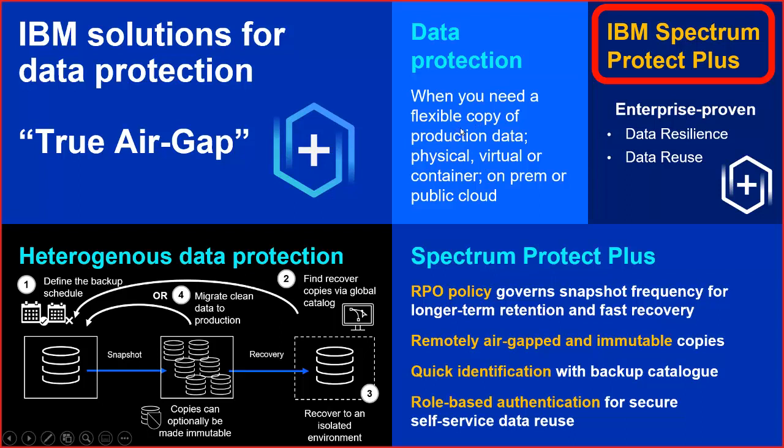In case you need a flexible copy of protection data, even on virtual machines, physical servers, or containers, and backup support for on-prem or public cloud, you can consider IBM Spectrum Protect Plus, right? On the diagram on screen, IBM Spectrum Protect Plus can help the customer take the snapshot backup to another, second level data location, like on-prem, private cloud, or public cloud, physically separate from the same storage system, okay? And in case you have a disaster, like I shared before, you can quickly recover from the backup data to your production system, okay?